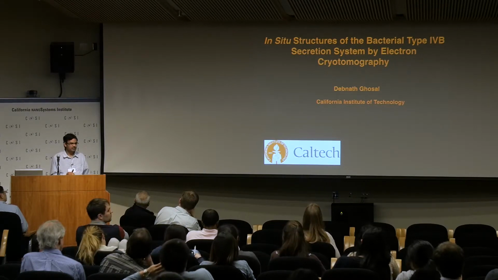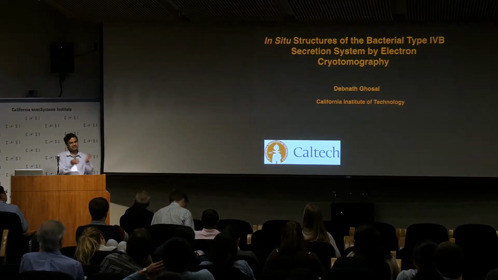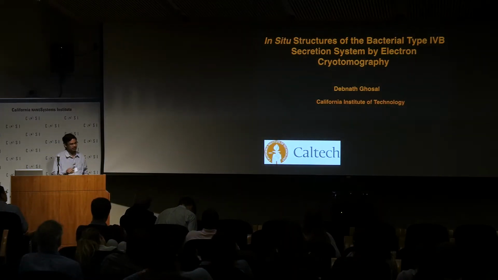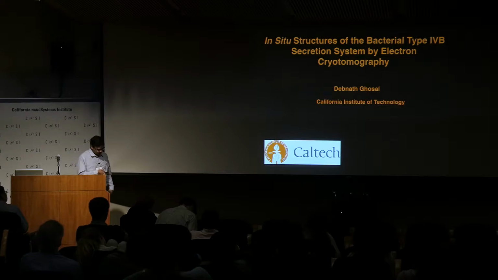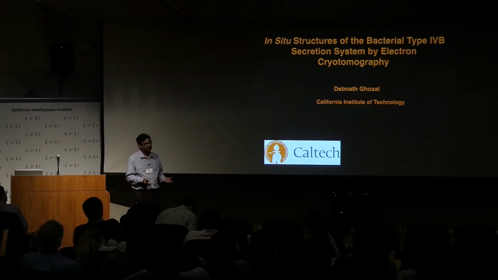Today I'll be talking about bacterial type 4 secretion system. So I'll take you back again from the mammalian system or eukaryotic system to the microbial world. Type 4 secretion systems are bacterial molecular machines.